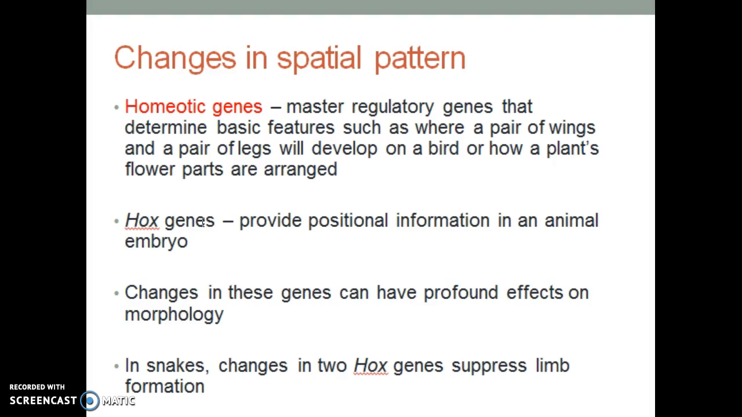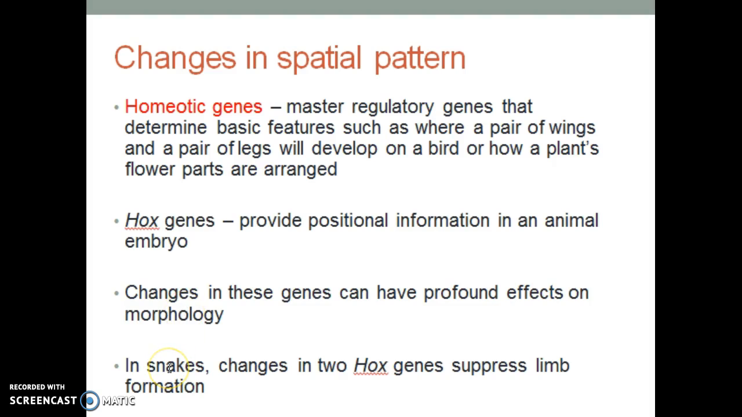You can almost think of it like a blueprint when you're building a house. Where are you going to put the studs? Exactly where the blueprint says to put them. Where are you going to put the joists for the ceilings? Exactly where the blueprints say to put them. That's what these Hox genes do. These genes can be changed, and when they are changed, they can have profound effects on morphology, or the physical appearance.